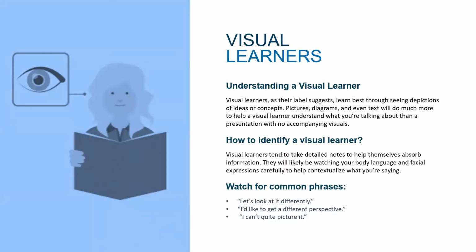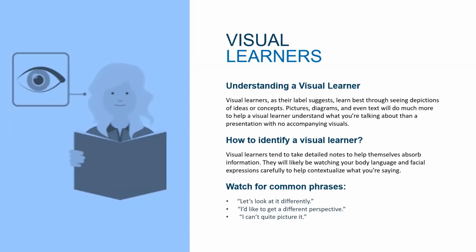So understanding a visual learner. Visual learners, as their label suggests, learn best through seeing ideas and concepts. So if you can get them a picture of something, or if they can look at the actual item on the floor, they may be the customer that's taking a lot of pictures to make sure they remember what they looked at. If there's a diagram of something that will help them, give them a copy of that, because that's how they're going to retain and absorb that information.